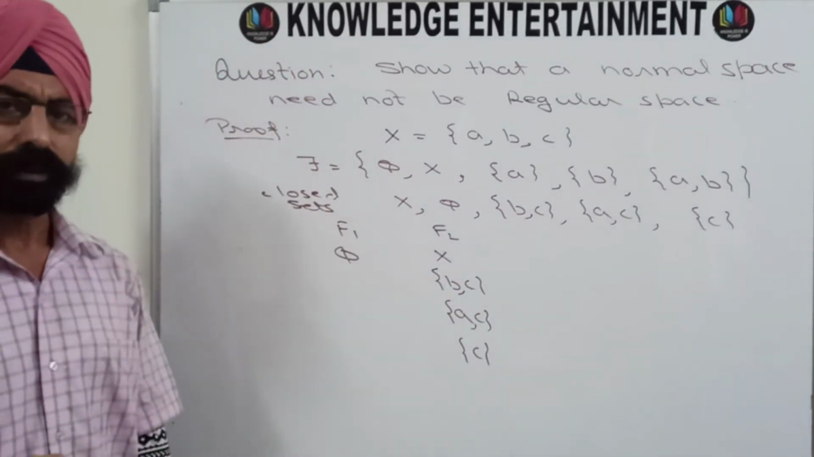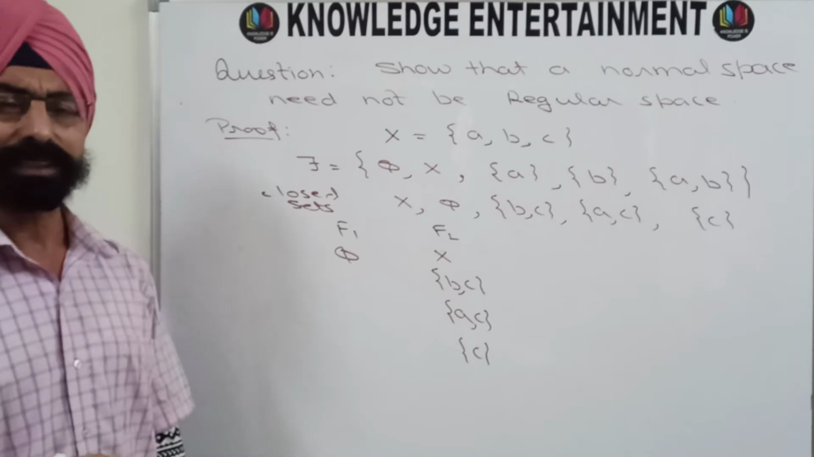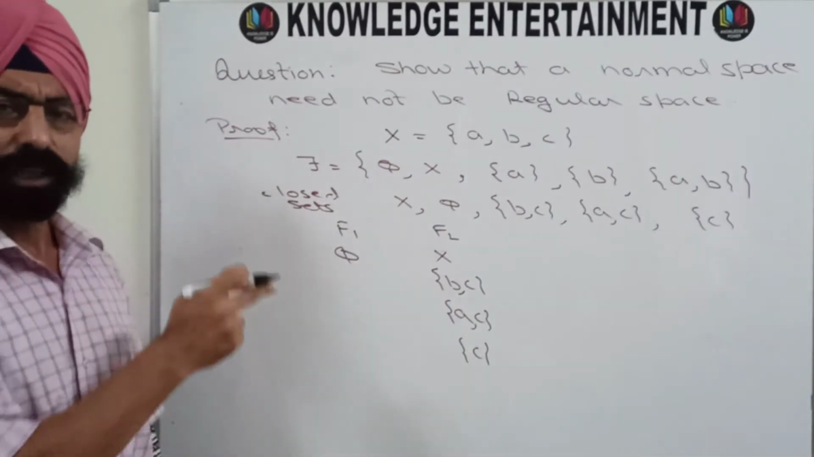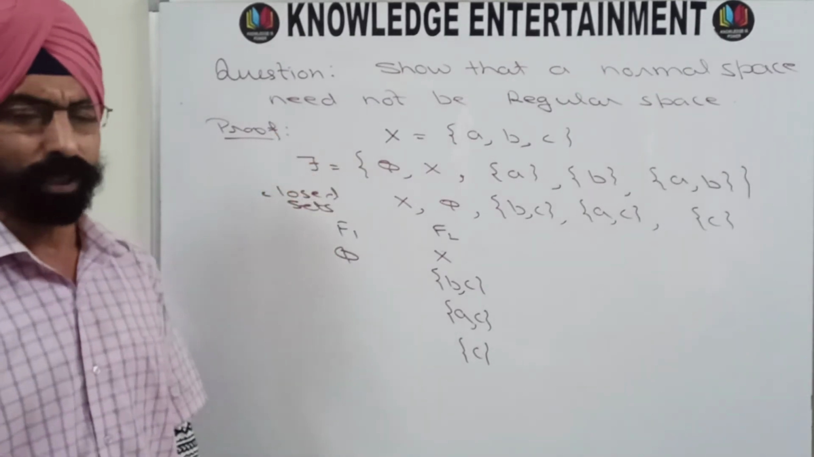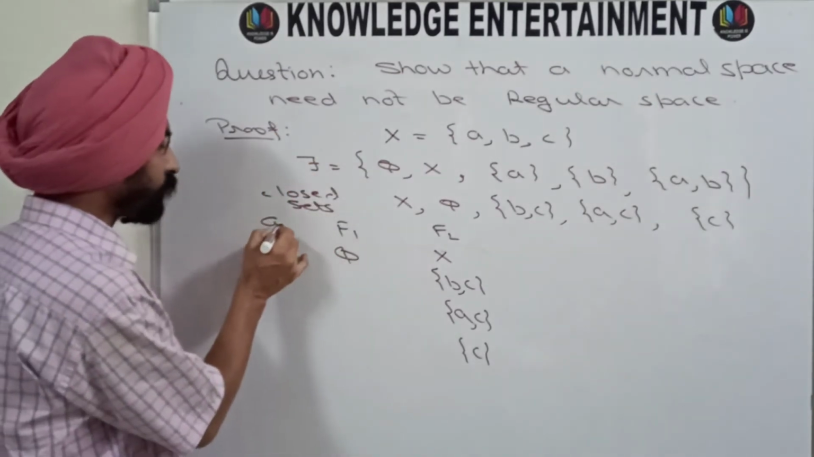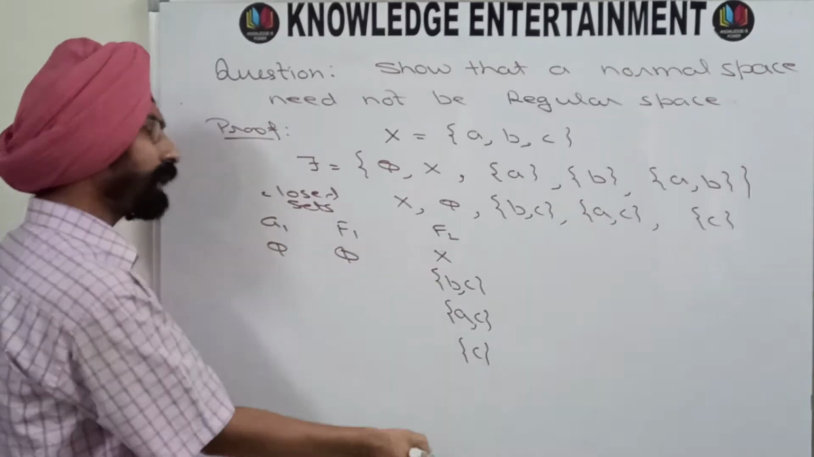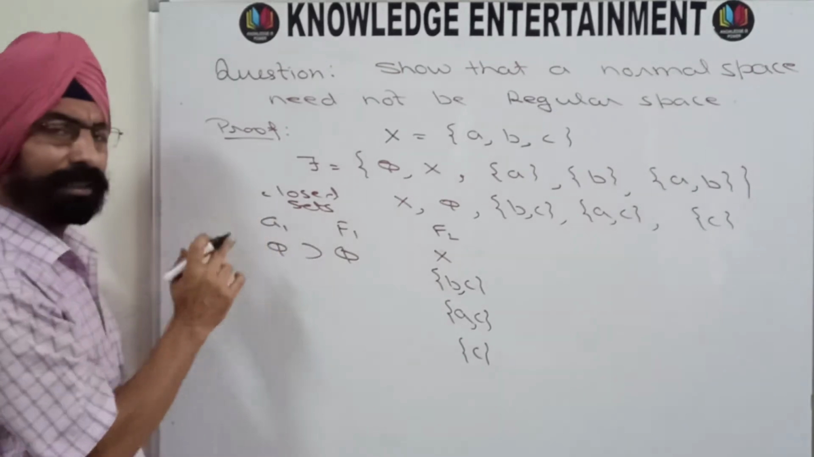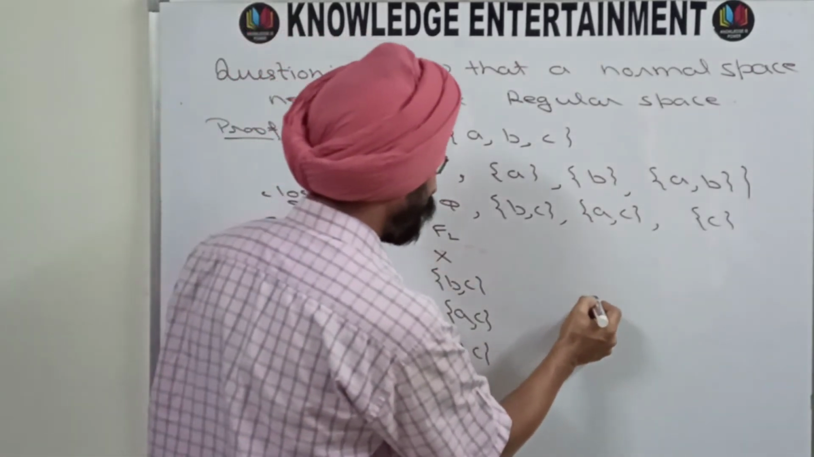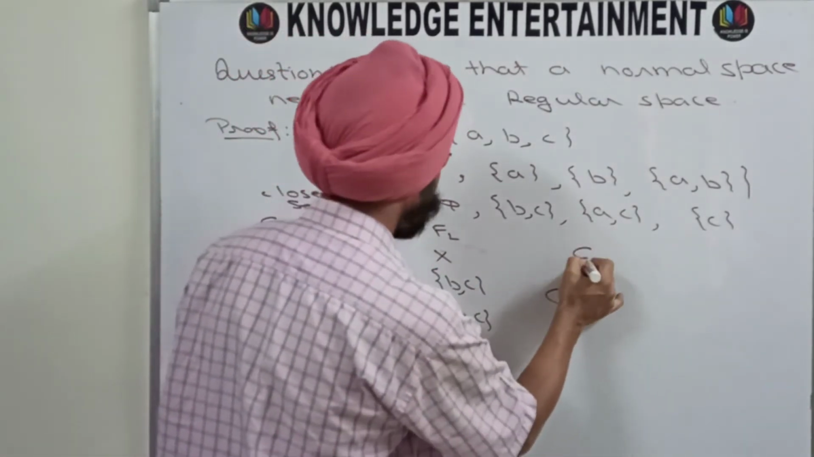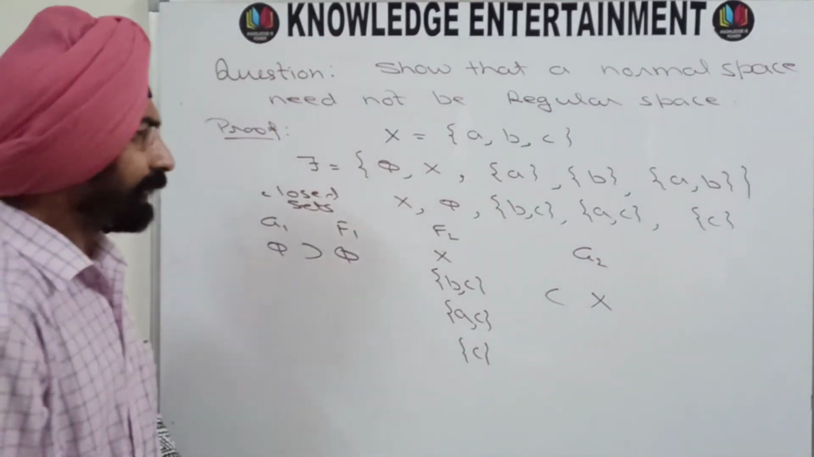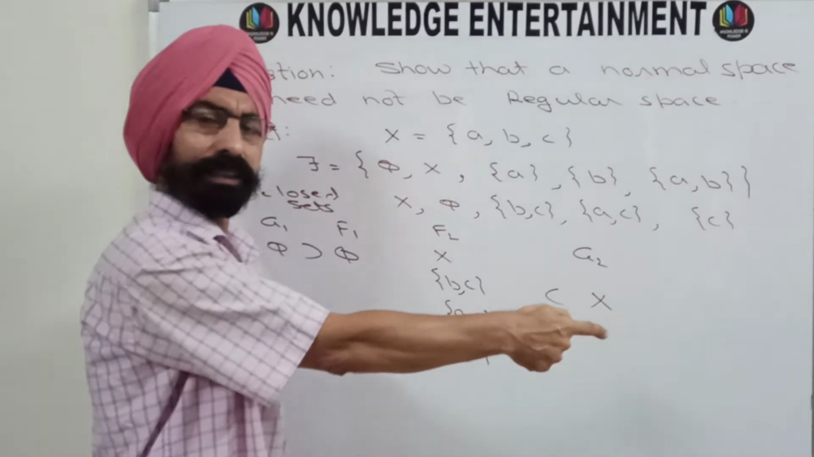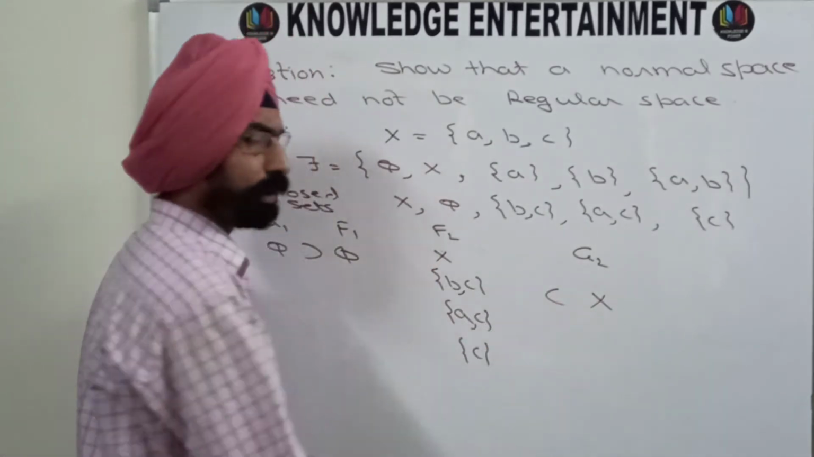Now you need two open sets, one containing this, one containing any one from these, and the two open sets must be disjoint, and it is very easy. You can take your G1 as phi for all these cases. So your phi is contained in phi, that means F1 is contained in G1, and here you can take the set X as your G2 because X is also open and X contains every one of these, and phi and X are also disjoint.